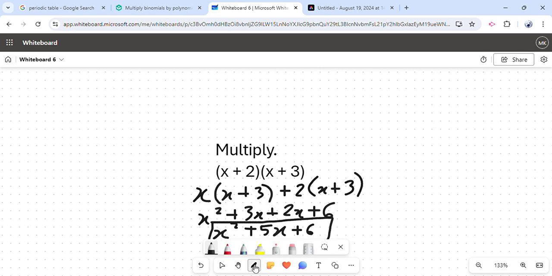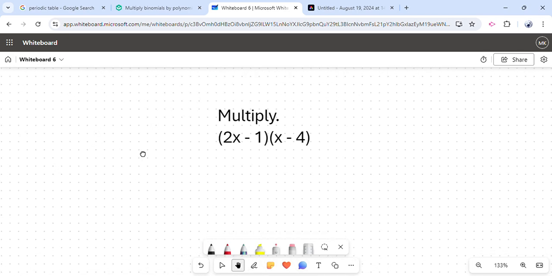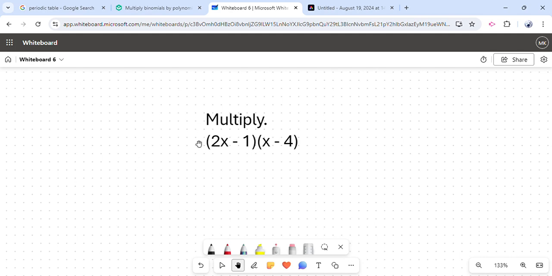Let's move on to the next problem. For this problem, we have to multiply 2x minus 1 by x plus 4. And you have to do the same thing you did in the last problem.